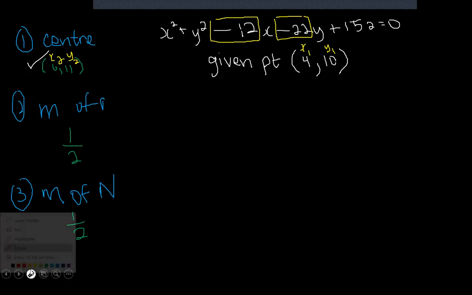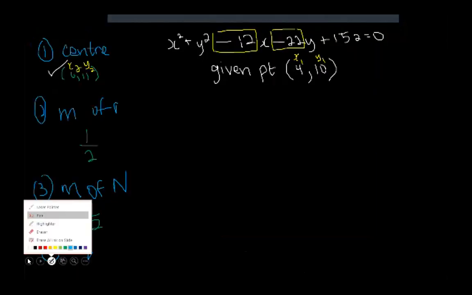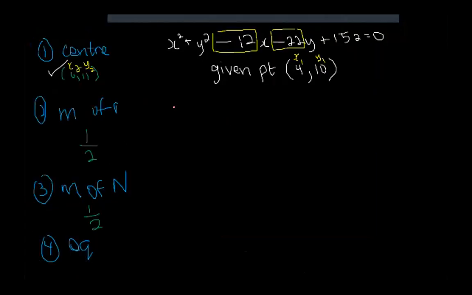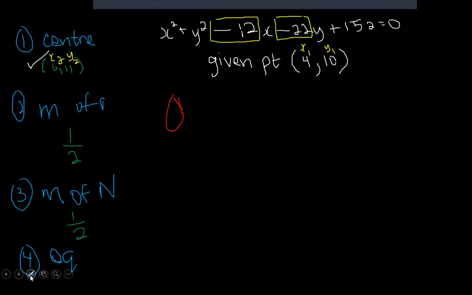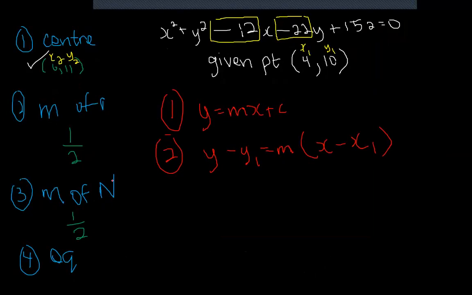Fourth and final step, find the equation. In this case, we're trying to find the equation of the normal. We know there are two ways to find the equation. We could use y is equal to mx plus c, or we could do it this way: y minus y1 is equal to m in brackets x minus x1. I'll be using the second one.